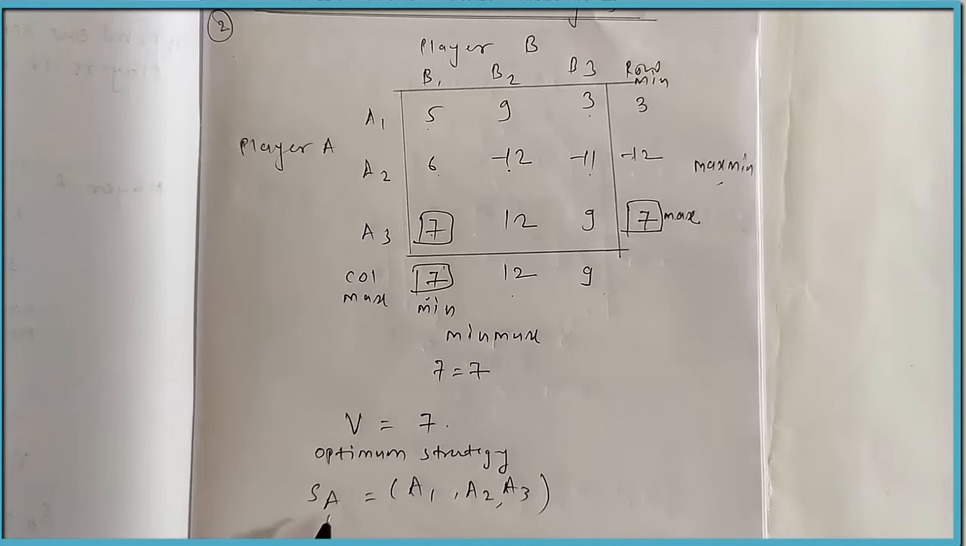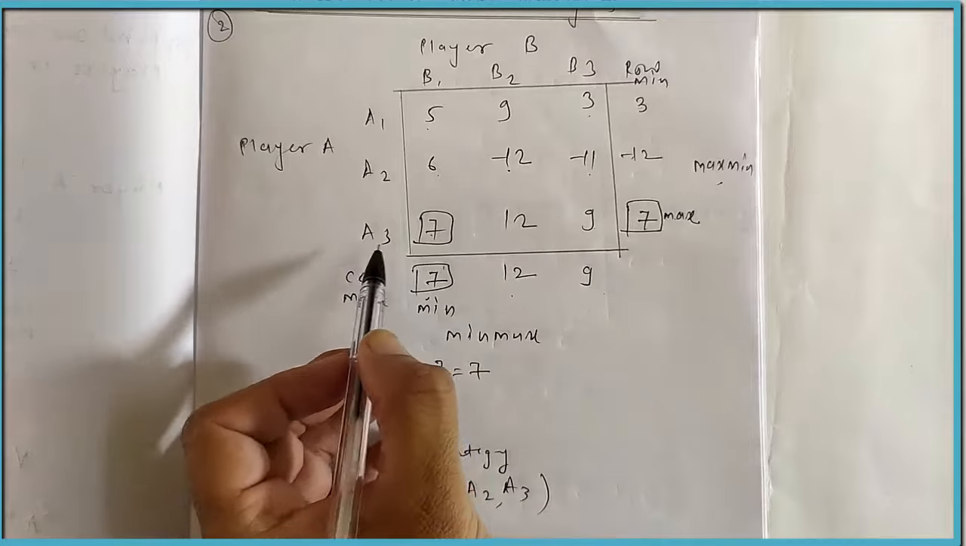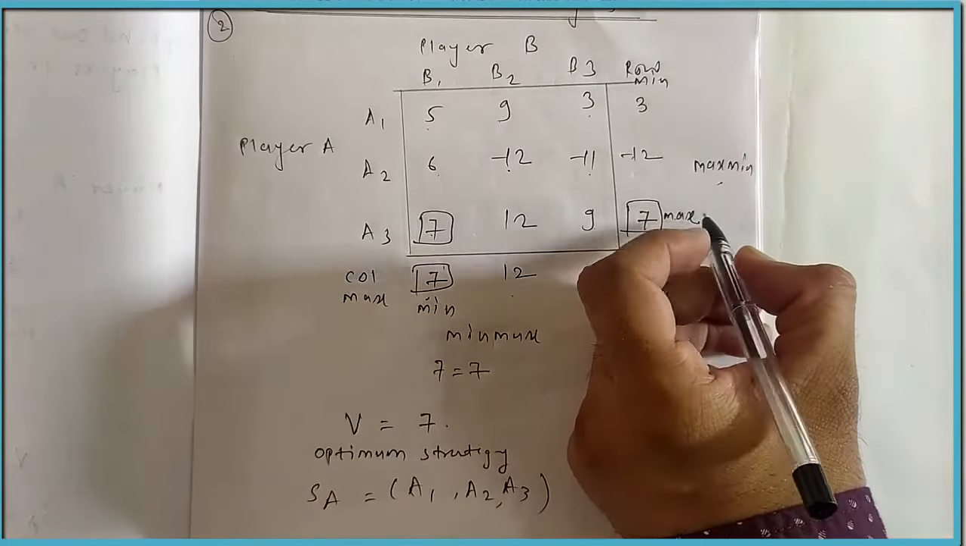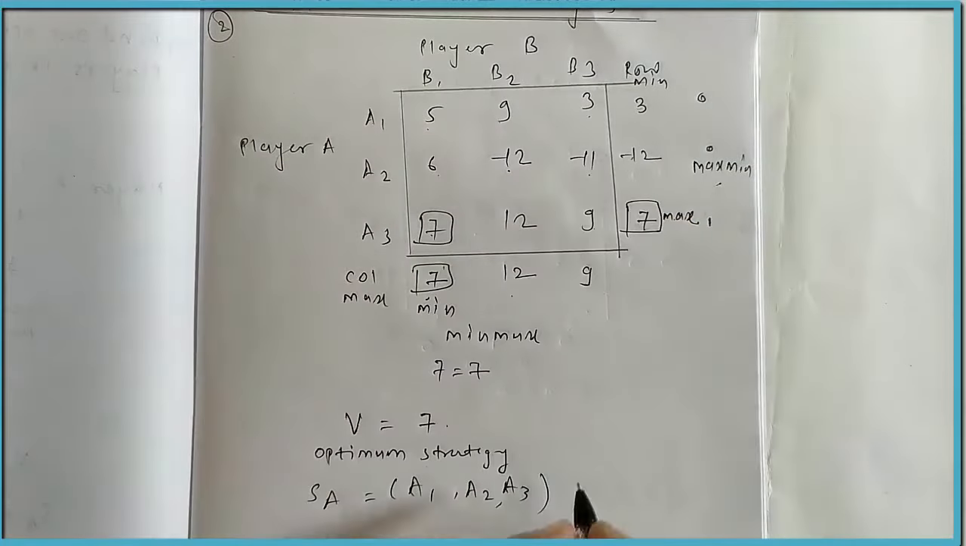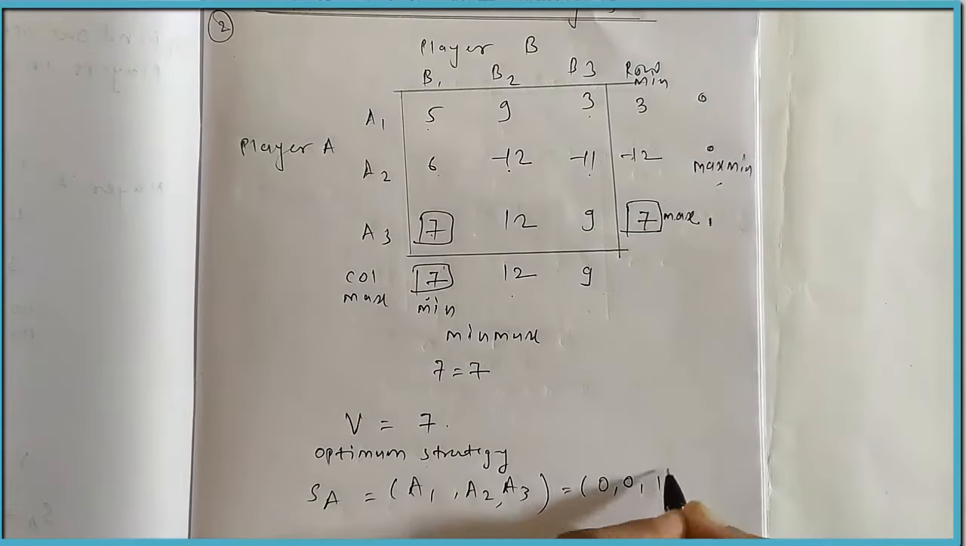Now here, optimum strategies for player A. We have selected this A3 strategy for player A. Therefore, here we will mark 1 and the remaining strategies are 0. Therefore, 0, 0, 1, 0, 0, 1.